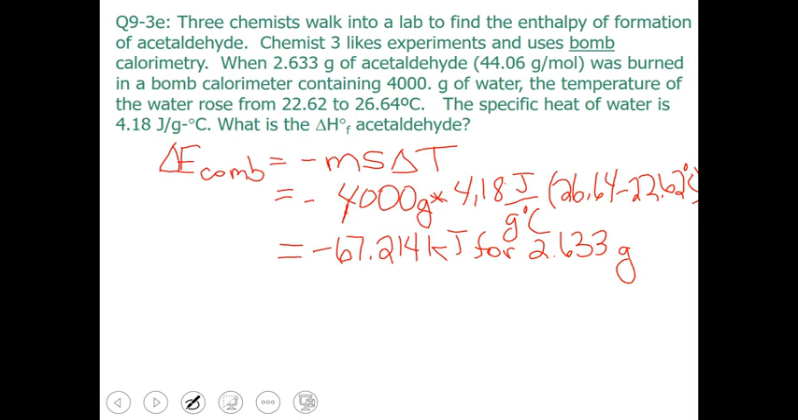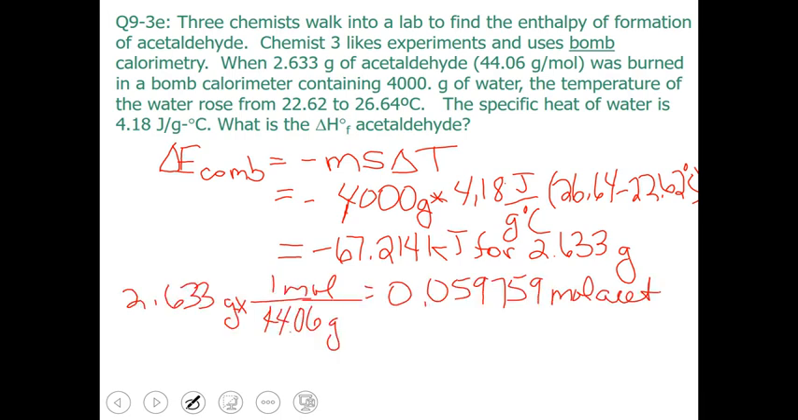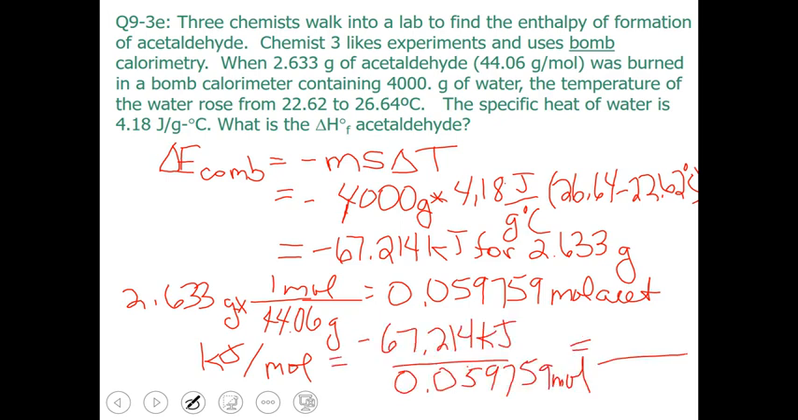2.633 grams of acetaldehyde. So we, of course, need to get this to kilojoules per mole of acetaldehyde. So we can take 2.633 grams of acetaldehyde and divide it by 44.06 to give us 0.059759 moles of acetaldehyde. Now our job is to get it in kilojoules per mole. So we'll take our initial answer, divide it by the moles, and we will get delta E combustion per mole of acetaldehyde burned. Now, if you're thinking about previous problems, you'll say to yourself, okay, but I don't need energy of combustion, I need heat of combustion.